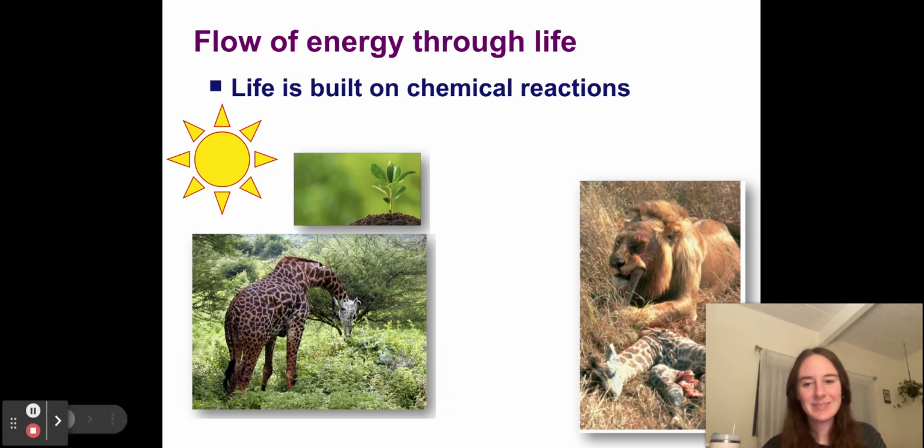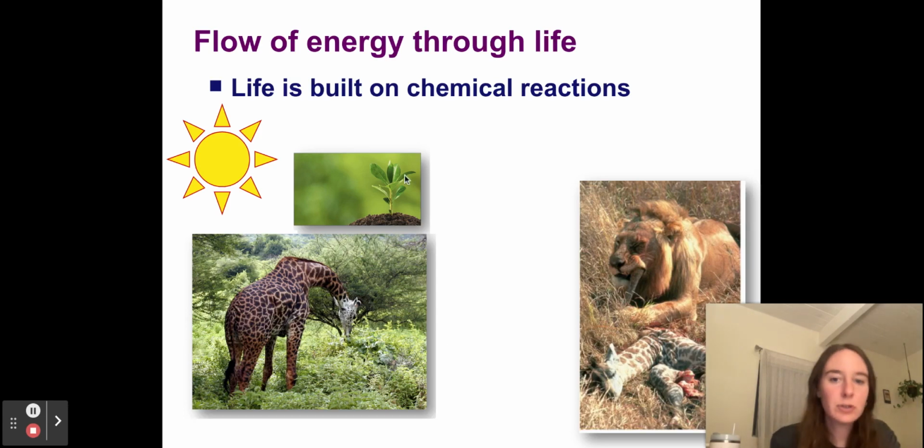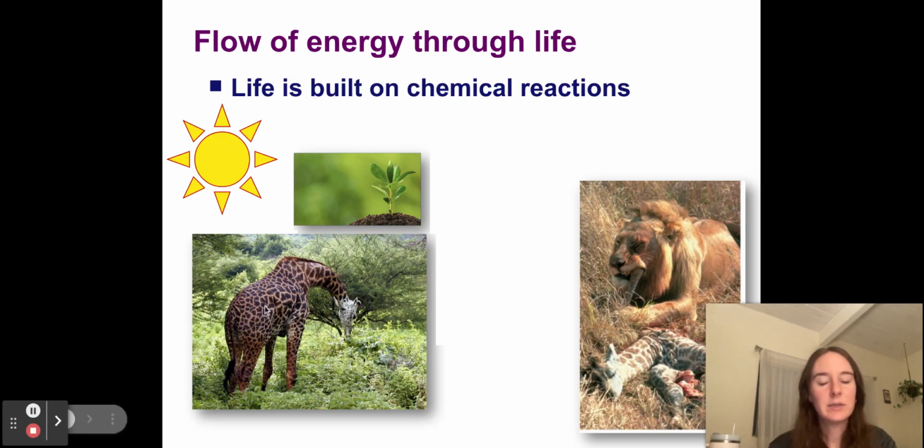But some organisms, like this giraffe here, cannot absorb energy from the sun and convert it into chemical energy. These organisms, called heterotrophs or consumers, must consume other living things to get energy. So when this giraffe consumes vegetation or plants, the sugars in this plant will now go into the cells of the giraffe, and the sugars will be broken up into smaller pieces. That reaction will release energy, and that energy can now be used to build new molecules in the cell.